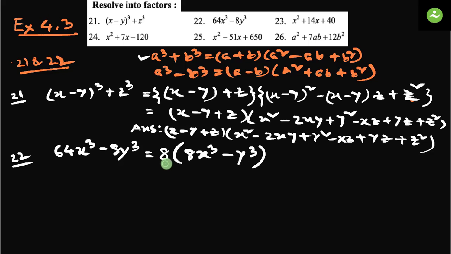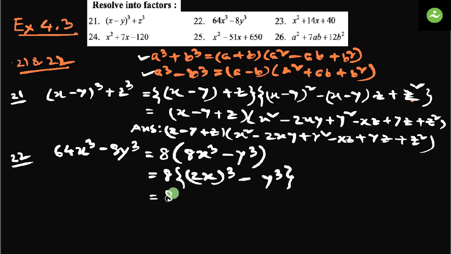So 8 is a factor. The more factors we can get, the better it is. More number of factors, better is the result. So equals 8 into, now 8x cube can be expressed as 2x whole cube minus y cube, and now it is looking like a cube minus b cube, and we can apply the a cube minus b cube formula.